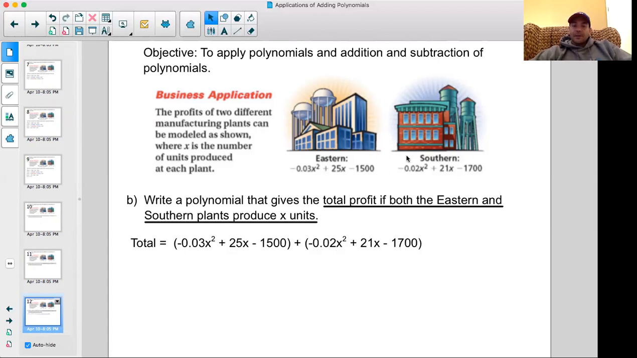So our total profit then is going to be the polynomial that represents eastern profit plus the polynomial that represents southern profit. So now we can kind of shift gears to that more abstract thinking. We're just trying to add polynomials, and adding polynomials is about finding like terms, because adding these three terms is just a matter of finding the like terms with it. Although I don't want to add a negative. I don't want to think about it as that.